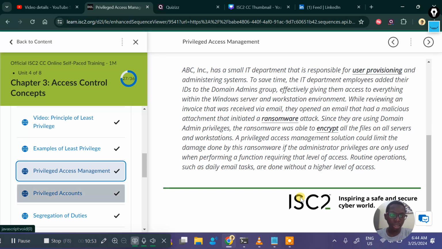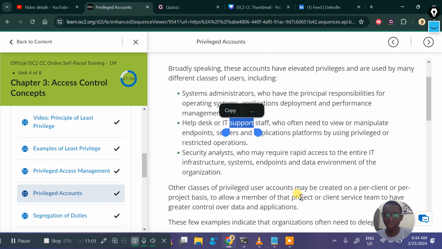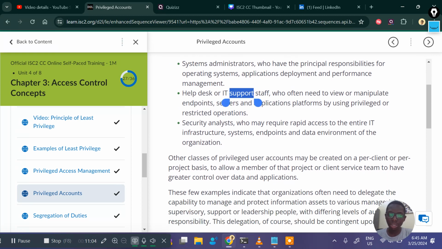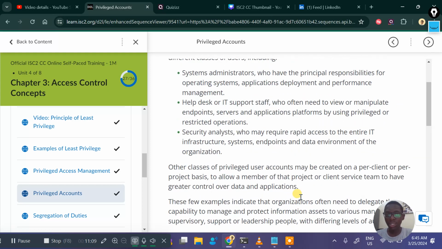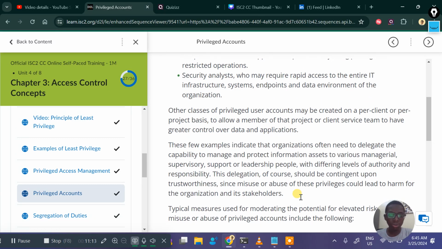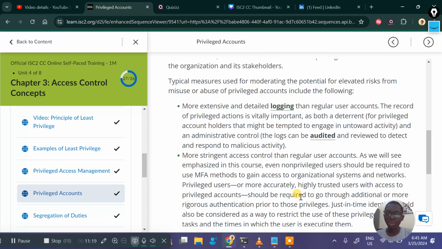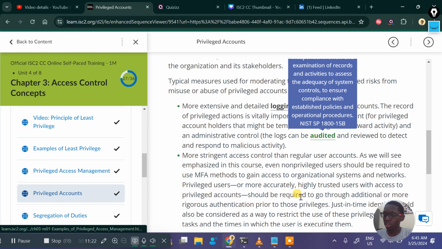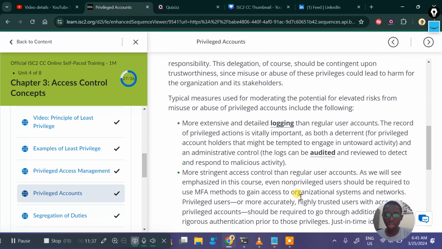And then we move to privileged accounts. Privileged accounts are admin accounts. Basically, that's what they're about. They're accounts with elevated privileges, and that's what we go over here to explain, right? Privileged accounts will be used by security analysts, help desk or support staff, and even systems administrators. Of course, you're going to be logging more of their details, the records of what they do. You're going to be logging a lot and auditing the account more often, because these accounts are privileged accounts. They have the ability to do some things, right? So that is why there's a lot of logging and auditing going on with them.